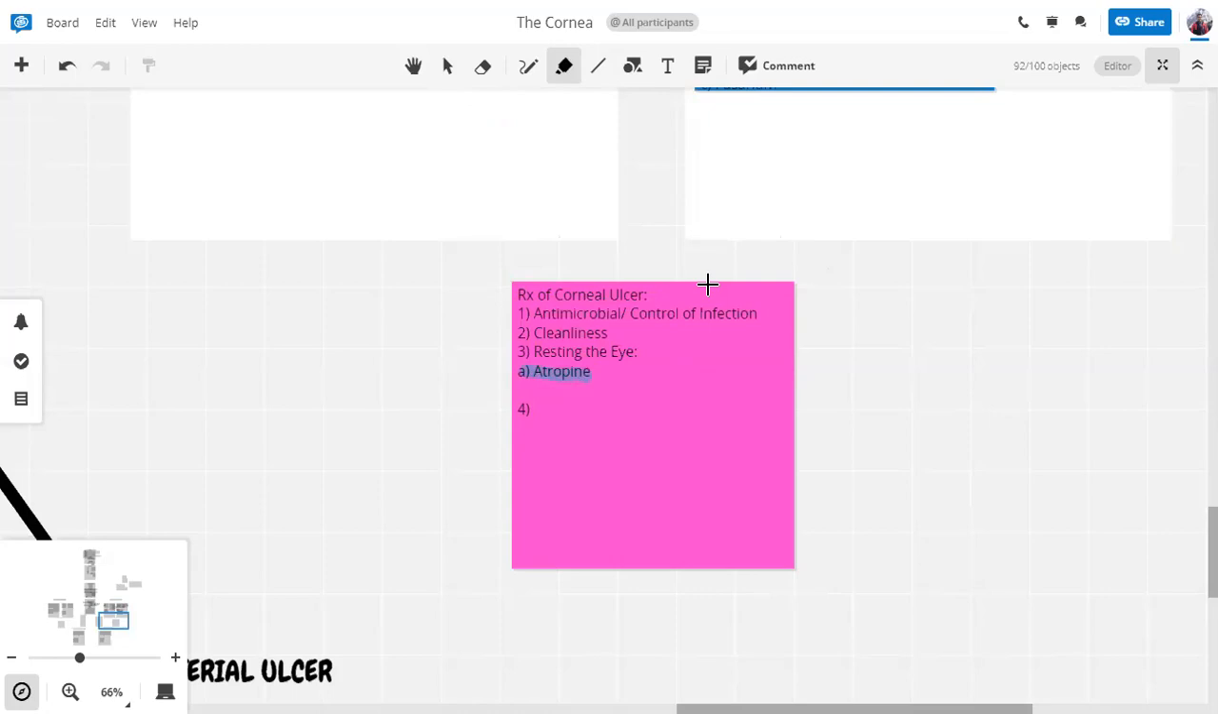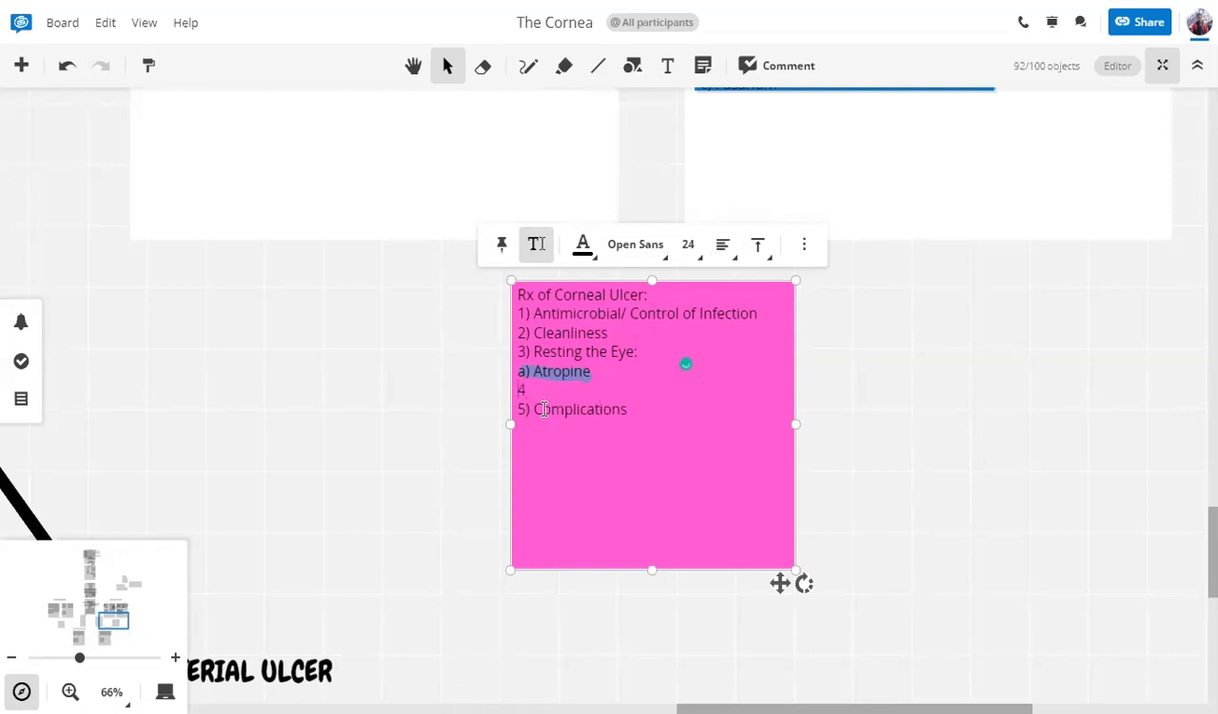Atropine rests the eye. It decreases the photophobia. It relieves the blepharospasm, and it's very important for symptomatic treatment. So we have to rest the eye, atropine. Any other general principle which we should follow? Surgery is for complications. But there's one more thing which I think I forgot to mention last time.